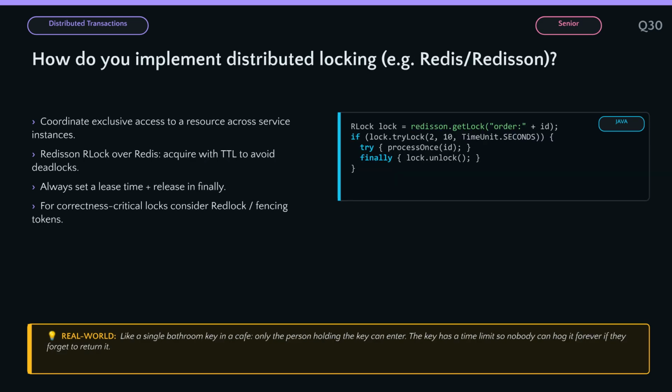How do you implement distributed locking, e.g. Redis/Redisson? Sometimes you need to ensure only one instance across your whole cluster touches a resource at a time. That's distributed locking. A common approach is Redisson's RLock, backed by Redis. You acquire the lock with a time to live, so that if a holder crashes, the lock auto-expires, and you avoid a permanent deadlock. Always set a lease time, and release the lock in a finally block. For correctness-critical scenarios, look into Redlock and fencing tokens to guard against edge cases.